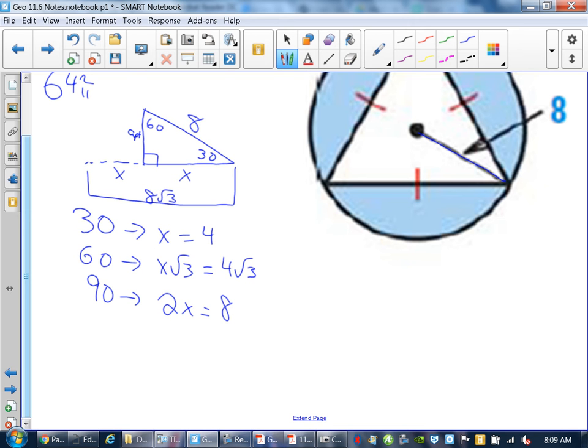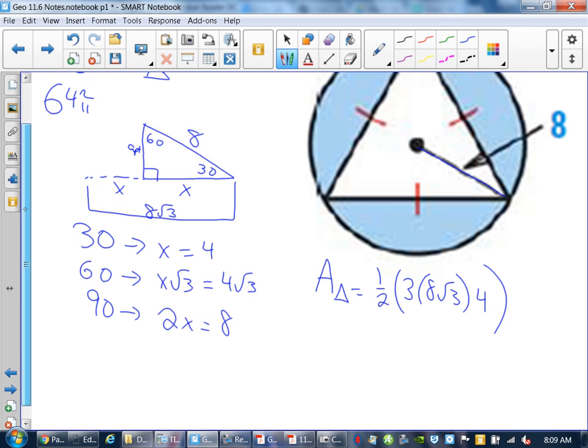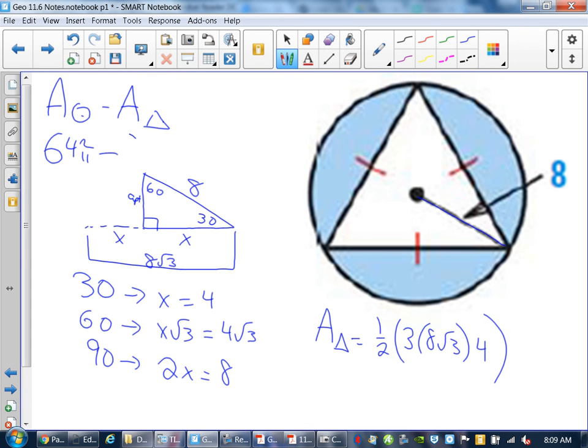Okay? So we go with area of the circle. Our area of the triangle is going to be 1/2 the perimeter, which are 3 sides of 8 root 3, times the apothem, which was 4. So the overall, 1/2, 3 sides of 8 root 3 times 4.